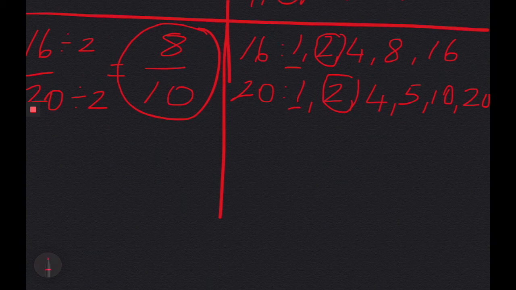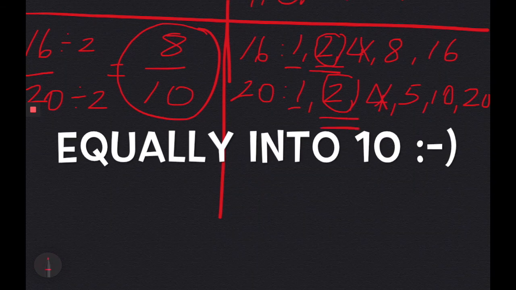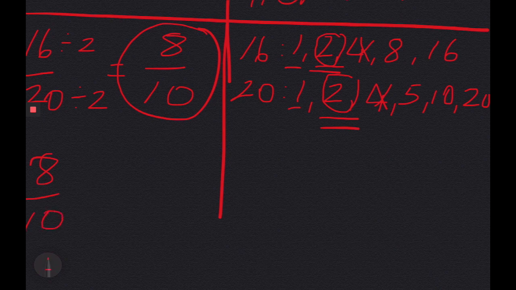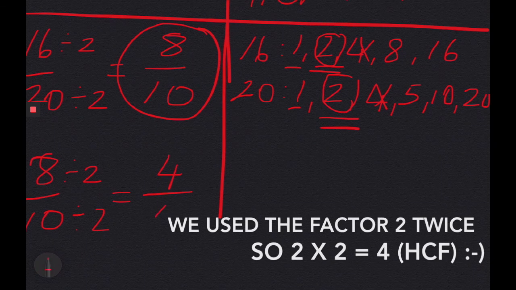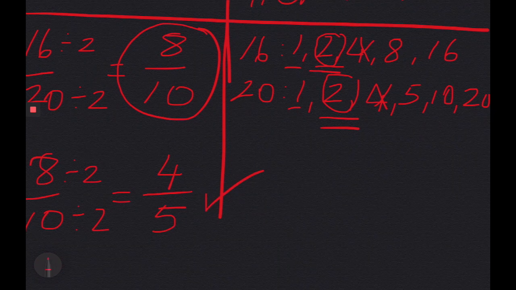So when we look at our factors, we now know that we've used 2. Can we go to the next one, which is 4? No, because 4 can't divide into 10. So we're just going to use 2 again. So let's write down 8 tenths. We say 8 divided by 2, 10 divided by 2 equals 4 over 5. And there we go. Now I have simplified 8 tenths into its simplest form, which is 4 over 5. We also know now that 4/5 is equivalent to 8 tenths as well as 16 20ths.